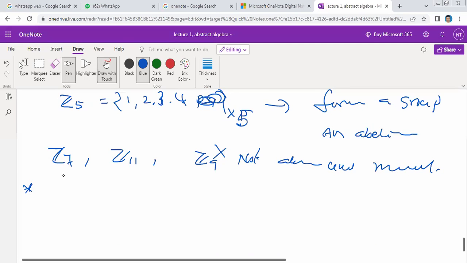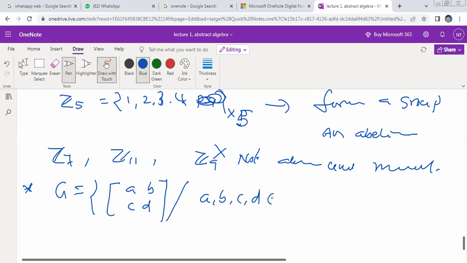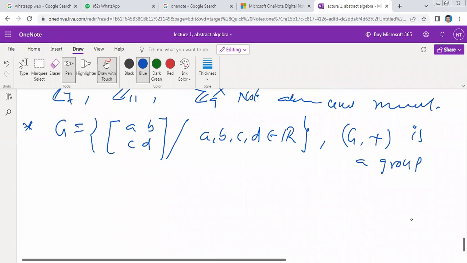So now one more question, I am taking matrices. My set G is the set of all 2 by 2 matrices [a b; c d] whose entries are real numbers, a, b, c, d belong to R. Under addition it is a matrix. So G comma plus is a group. Am I right? Under matrix addition it forms a group, very clear, no doubt at all.